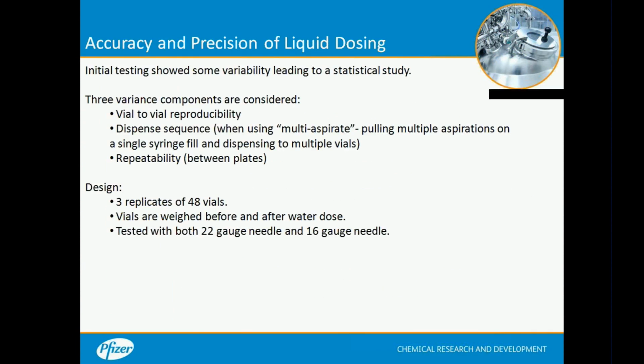And so for a variety of different volumes, we did 3 replicates of 48 vials, and the vials are basically weighed empty. We dose water in, and then the system is used to weigh them again. So we can measure exactly how much is dosed by the weight of water present in the vial. And we tested with both the 22-gauge needle and the 16-gauge needle.